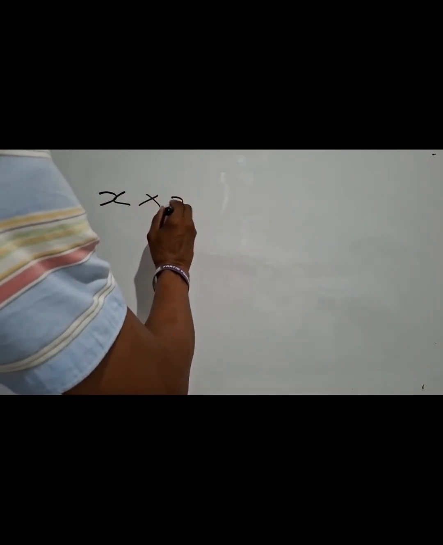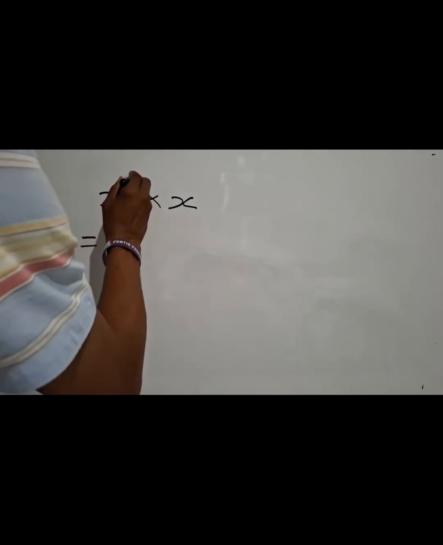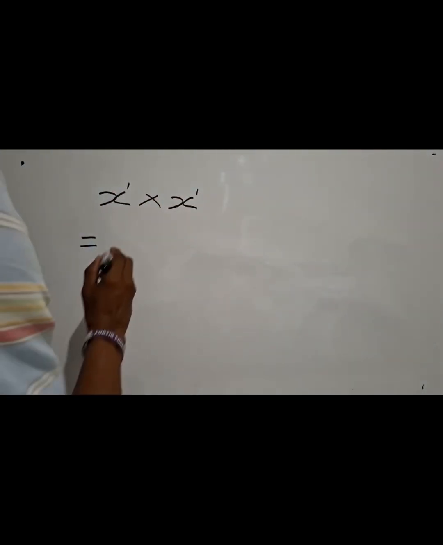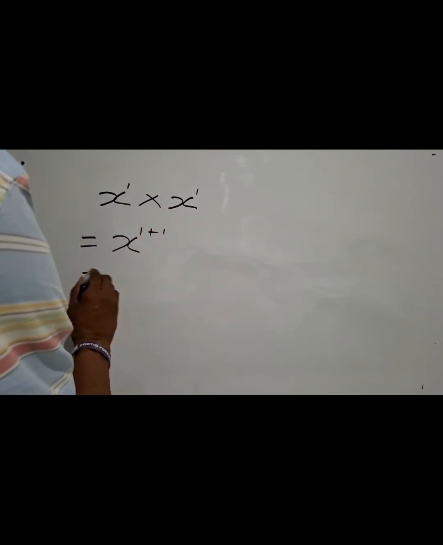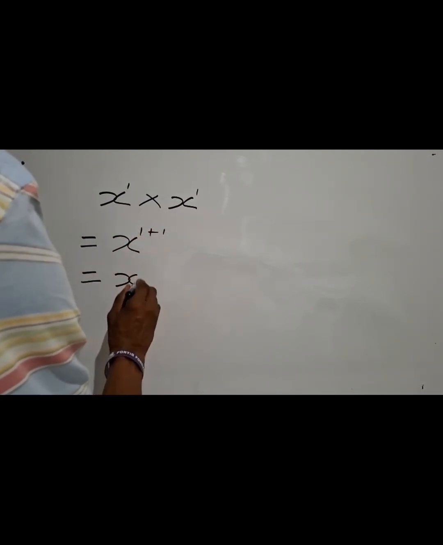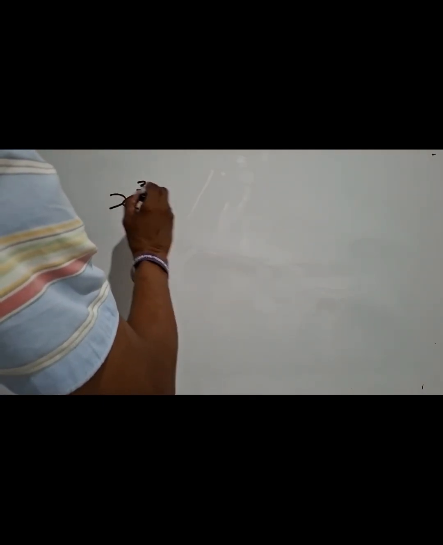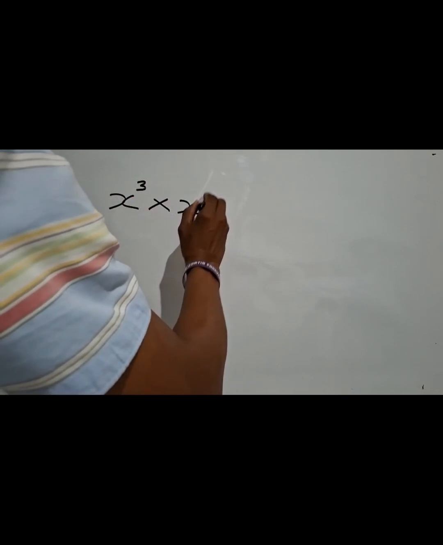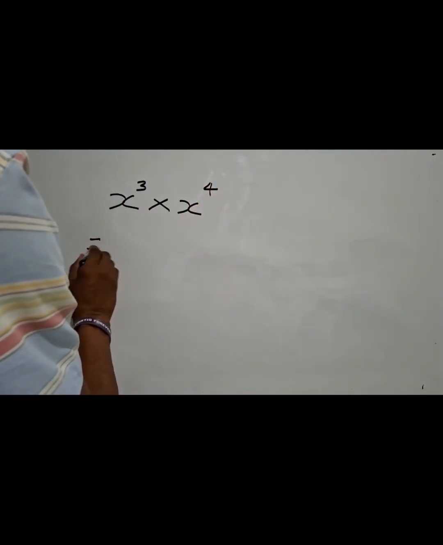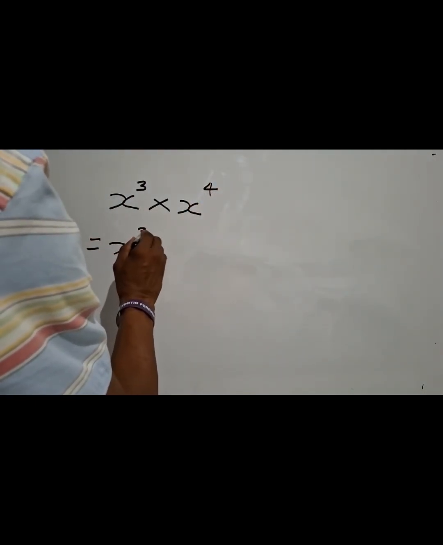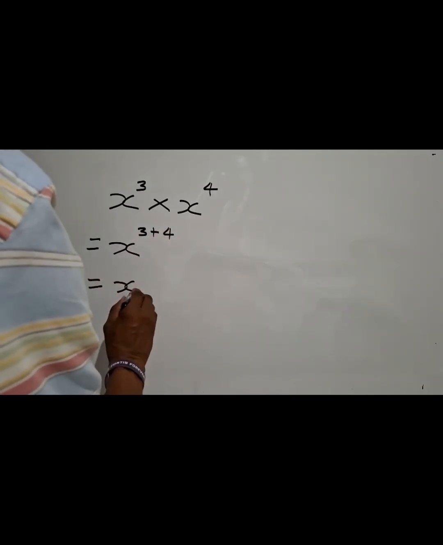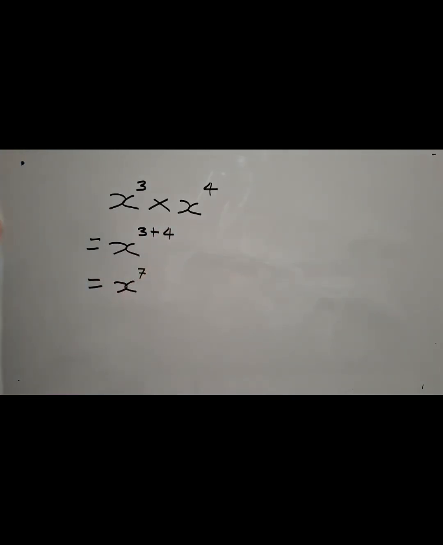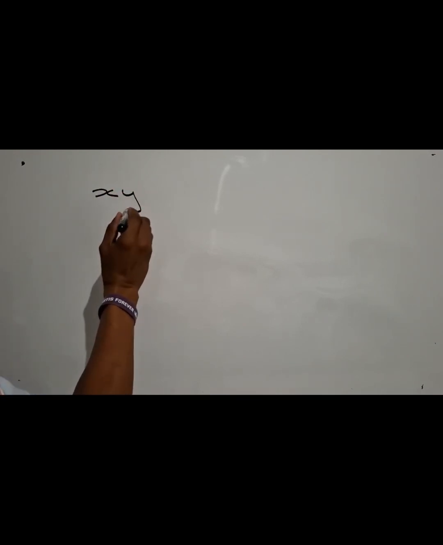Okay, x times x is the same thing as, remember, we're multiplying x by itself, and the power is 1, and the power is 1. We just say x times x is the same thing as x raised to the power 1 plus 1. Simple, nothing hard. So x raised to the power 3 times x raised to the power 4. When we're multiplying indices, we just add the powers once we're multiplying the same letter or the same number. This is equal to x raised to the power 7.